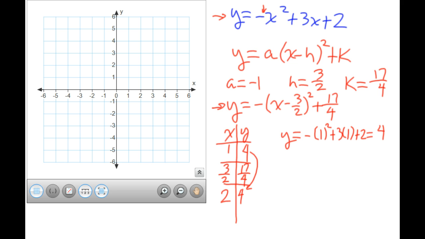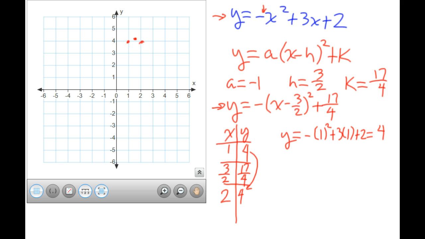Graphing this out, my vertex is 1.5, 4 1/4, so 1.5, 4 1/4 would be like right here. My next points would be 1, 4, so right here. My other point is 2, 4, which is right here.